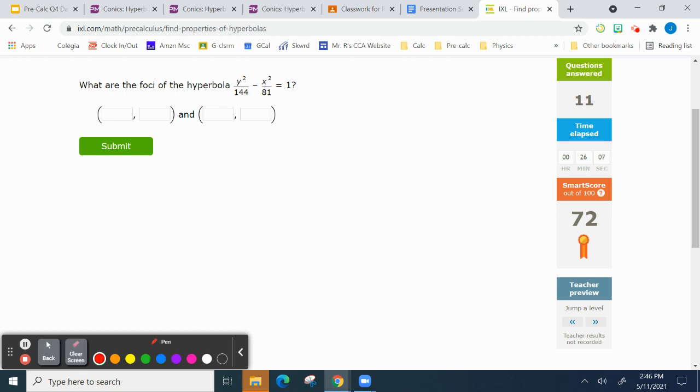All right, so first of all, we're going to get what we can out of this. Notice it is an up and down, not a left and right. So now we know h equals 0 and k equals 0, right? That makes it easy. And a equals what? Square root of 144 is 12. And b equals what? Square root of 81 is 9.